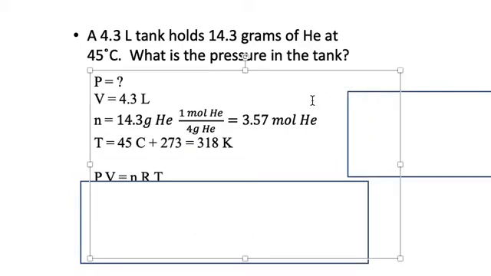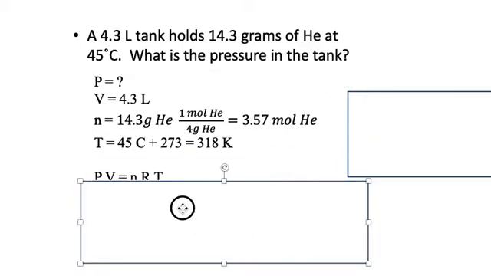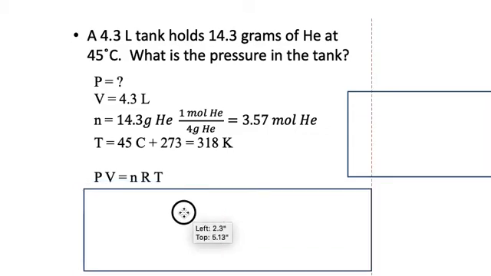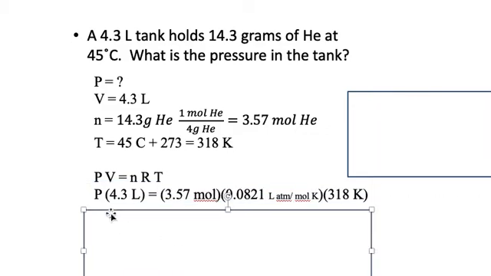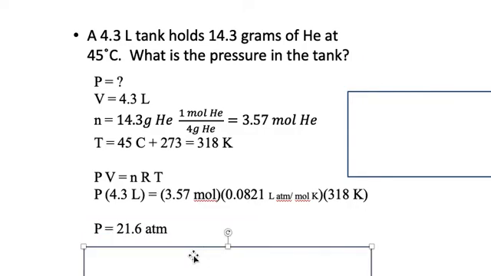Now that we have everything converted into the correct units, now we can plug everything into PV is equal to nRT. And so we'll plug everything in. So I've got the pressure is what we're trying to solve for. We've got the volume. We've got the number of moles. We've got the gas constant. I included the units here, liters times ATMs over moles degree Kelvin. It's important to include those so that you can see that they're going to cancel out with everything else that you're putting into the problem. And then here is our temperature. And so now I'm just going to use algebra and solve for the pressure. So I'm going to multiply all these and divide by 4.3. And when I do that, I get 21.6 ATMs.